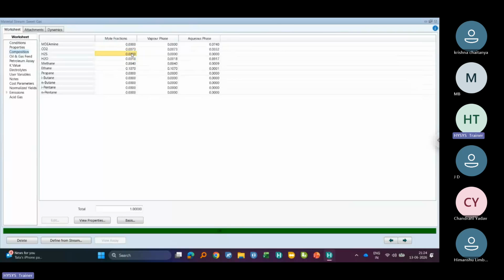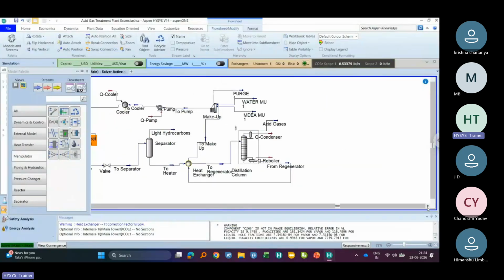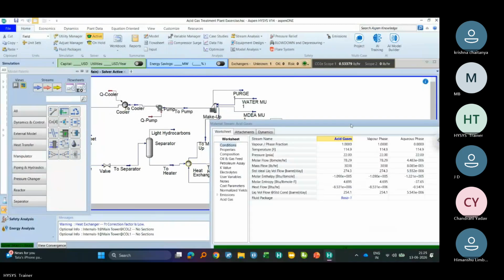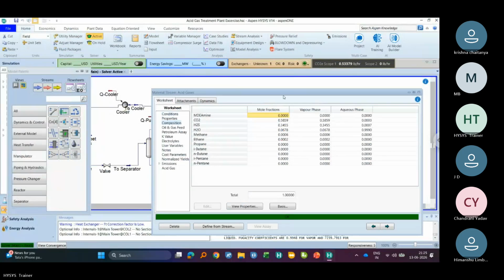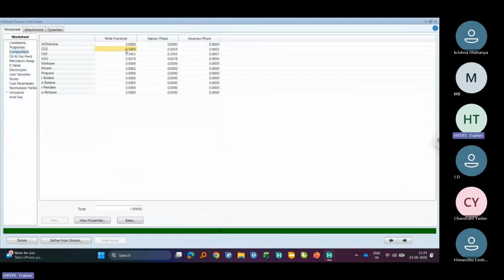H2S has become 0. Now we will go for the acid gases part as well. Go to this composition and you will see that here also you can find some difference in the values. The acid gas extent has increased, and of the rest, obviously there will be some methane and ethane, but you will see that the extent of methane and ethane is also very less.